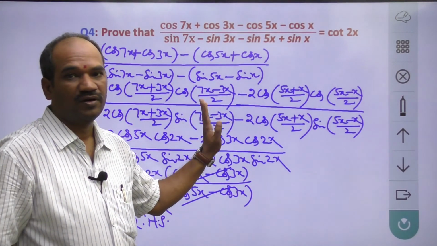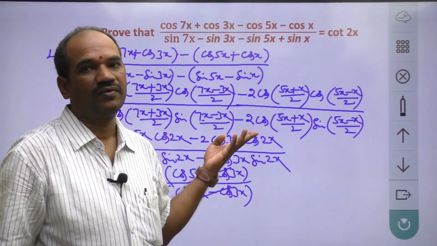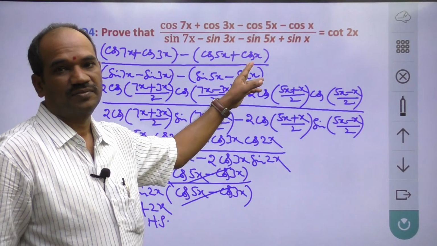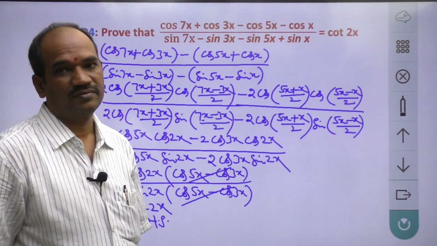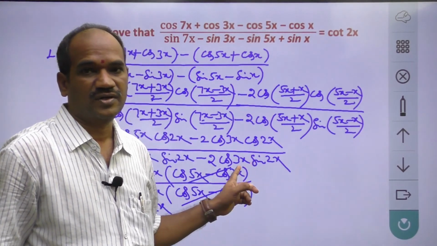In these models, all problems follow the same procedure, no change. First read and write the formulas, only 4 formulas. Next, practice all problems one more time today. These are 5 marks questions. Okay, one question finished.